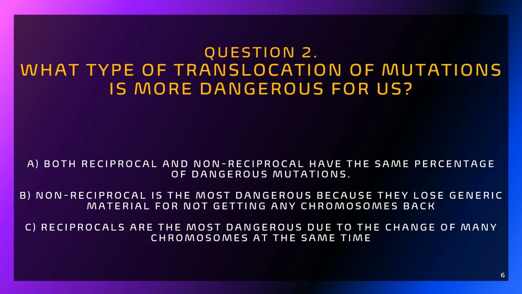Question 2. What type of translocation of mutations is more dangerous for us? Correct is B. Non-reciprocals are the most dangerous due to the net gain or loss of genetic material for not receiving any exchange of chromosomes.